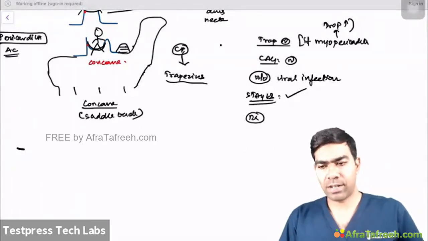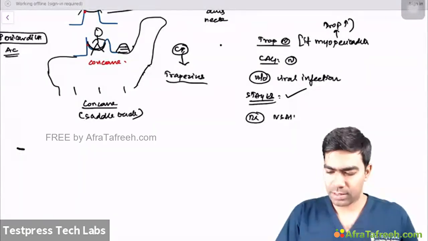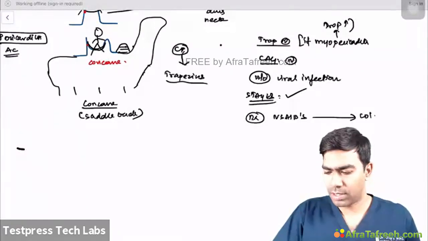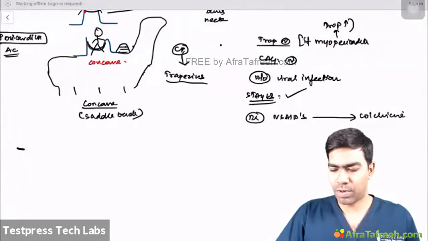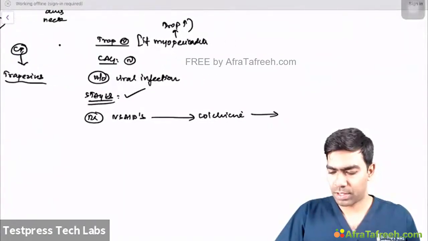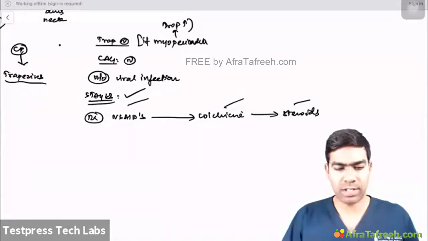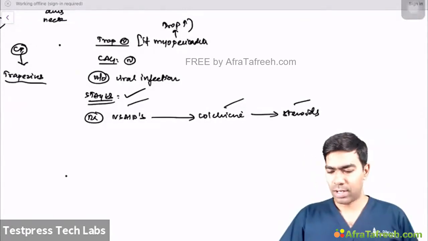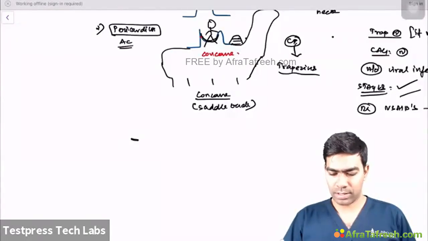You have three-line treatment. One is the NSAIDs. That is the first-line treatment; you're going to give analgesics. This will be followed by colchicine, and this will be followed by steroids. So this is staging of treatment. First NSAIDs, then colchicine, then steroids, depending on the indications and the contraindications. So this is how you're going to treat pericarditis, an acute pericarditis.